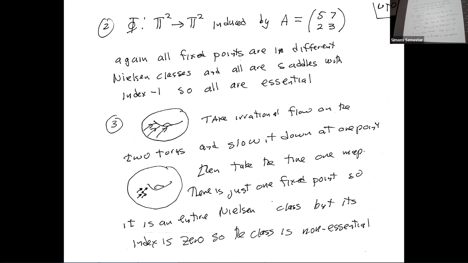Just to have an example where it's not the case, let's take irrational flow on the torus, slow down at a point, and we have a single fixed point. So it's clearly alone in its Nielsen class, but it's non-essential. It has zero index, for the obvious reason, at least for the theorem coming, that you can perturb in the homotopy class and make it disappear. So this is an example of a Nielsen class that's non-essential.